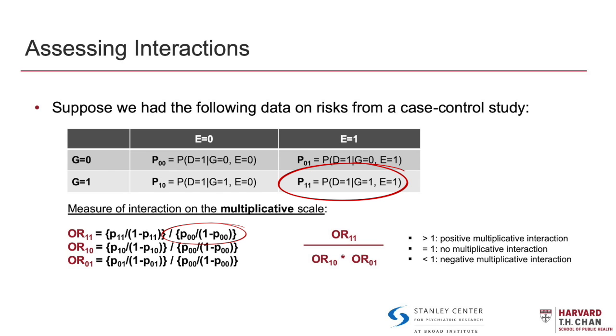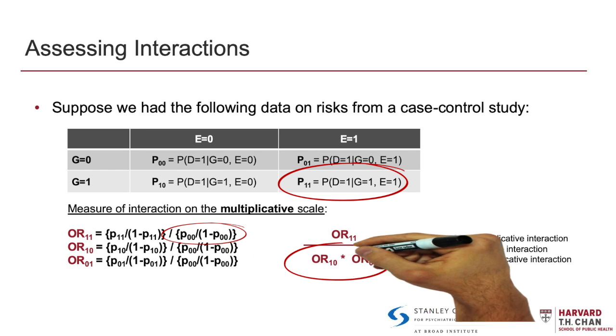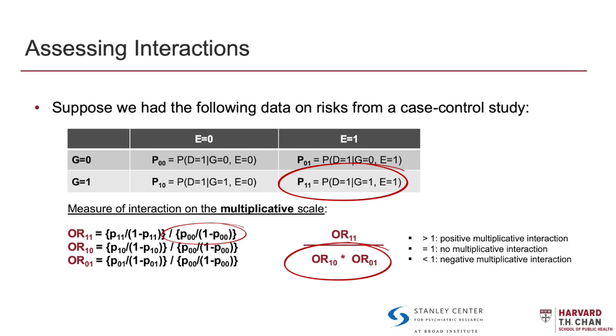And if we take the odds ratio for the presence of both exposures, environmental exposure as well as the genetic risk factor, and then divide that by the individual exposures, then we would get the same scale, multiplicative scale, and the interpretation would be similar to what we have done in the earlier slide. If it's greater than 1, we would say there is evidence of multiplicative interaction. If it's 1, we would say there is no evidence of multiplicative interaction, and less than 1 would be negative multiplicative interaction.